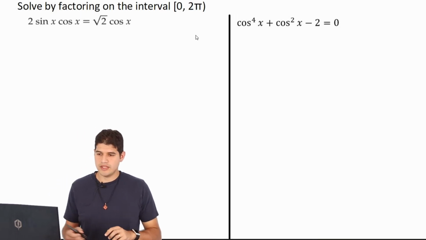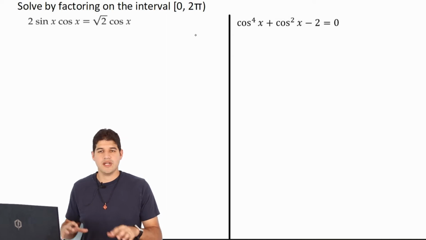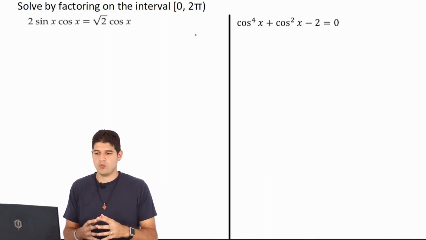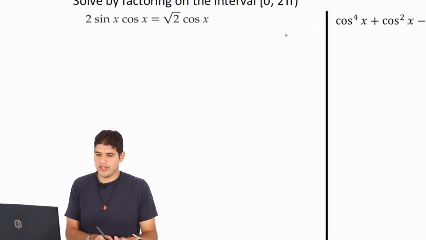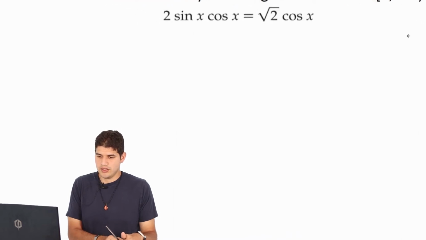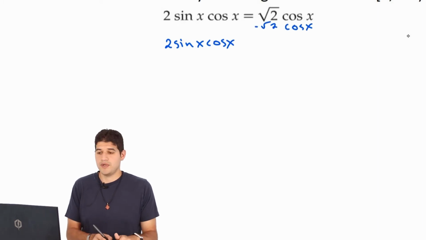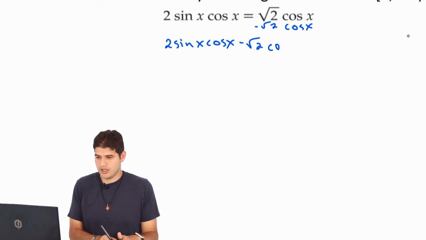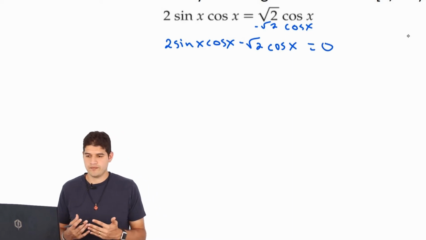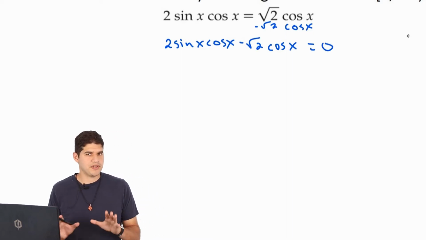As we're going through this, you're going to want to bring all your trig functions to one side. So let's see what we can do here. I can do 2 sine of x cosine of x, and I can subtract square root of 2 cosine of x on both sides. So minus square root of 2 cosine of x, and we're setting it equal to 0. Now it may not stay like that, but that's fine.